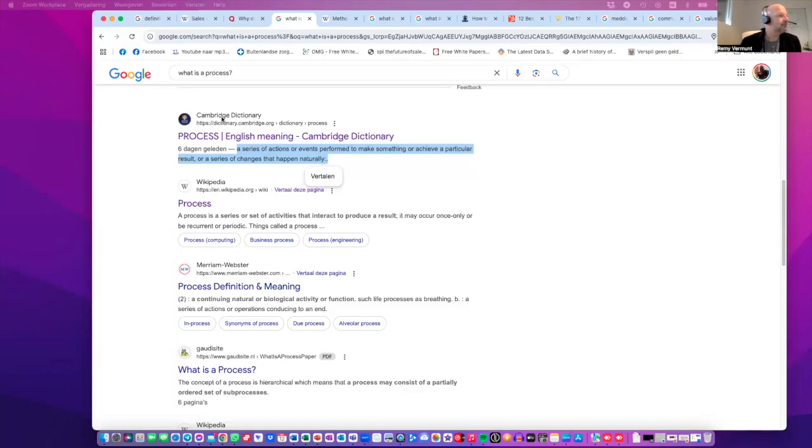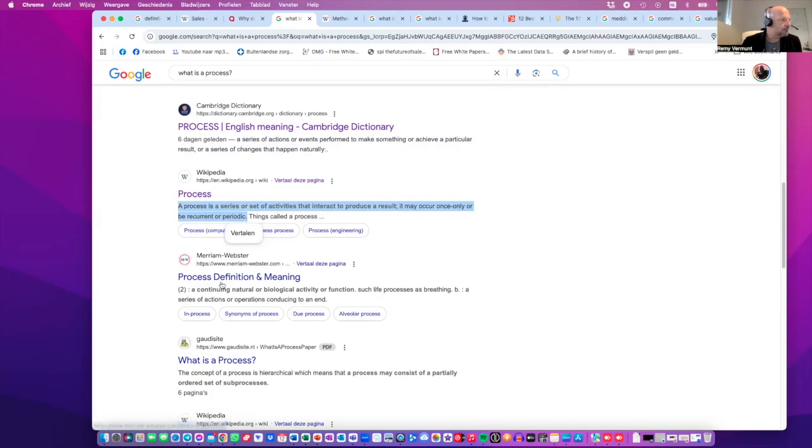So what we have here, Cambridge Dictionary: a series of actions or events performed, so that's actively, to make something or achieve a particular result. Actions in order to get a particular result, an outcome, or a series of changes that happen naturally. I like to define process as input, throughput with several stages, steps, actions, output. What else? What does Wiki say? A process is a series or set of activities that interact to produce a result. It may occur once only, true, or be recurrent or periodic, true, but also actively and passively.